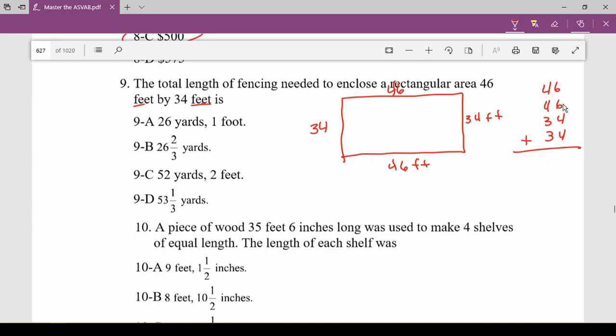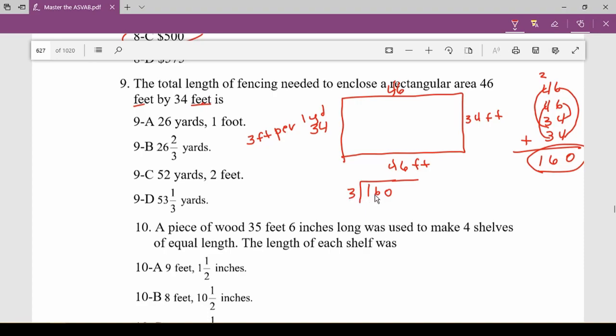Add that up. 6 plus 4 is 10. So I know this is going to be 20. Carry the 2. 4 plus 3 is 7. 7 plus 7 is 14. Plus 2 is 16. So I know the perimeter of fencing I need in terms of feet is 160. That said, I have to divide 160 by 3 to get my yardage. Again, there are 3 feet in every 1 yard. So we'll do 160 divided by 3 to get our yardage.